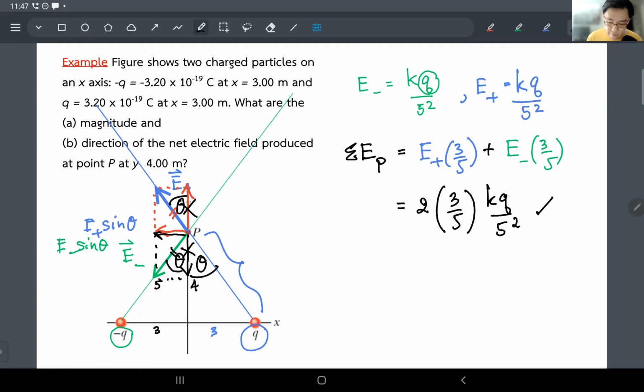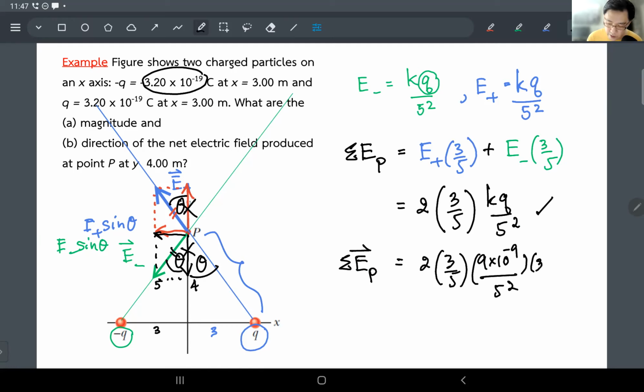To put this in the vector format, the net electric field at point P vector is going to be, okay, let me work this thing around. It's going to be 2 times 3/5 times K, 9 times 10 to the 9, over 5 squared. And the charge that we're talking about is this big, 3.2 times 10 to the negative 19 Coulomb. And you can say negative i direction. I put negative i hat there. Or you can just simply say it's pointing to your left and you are good to go. Okay. Not bad.